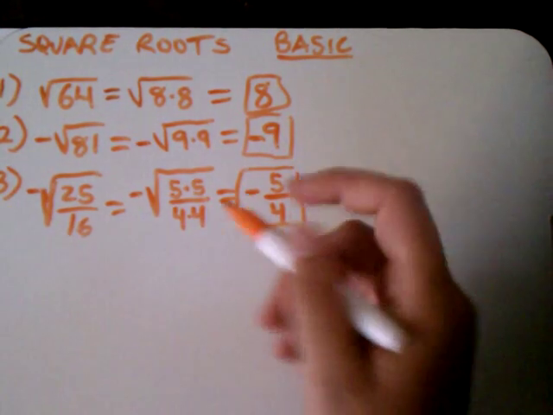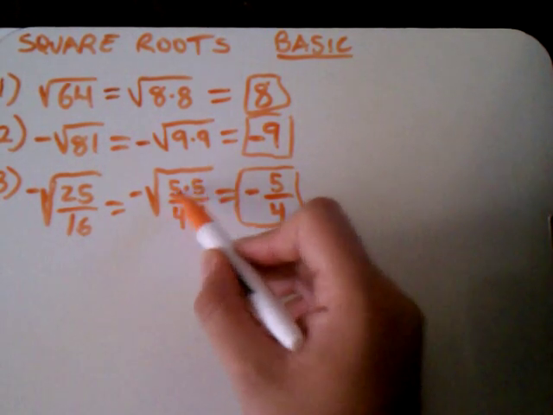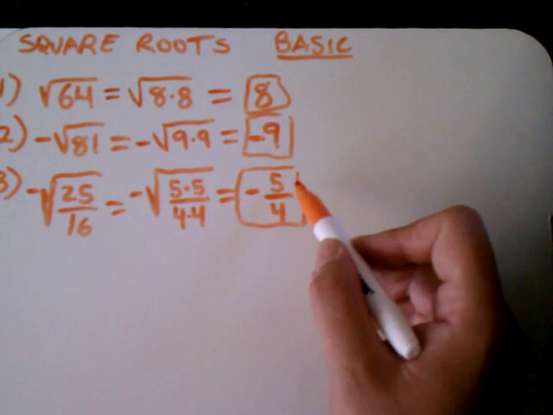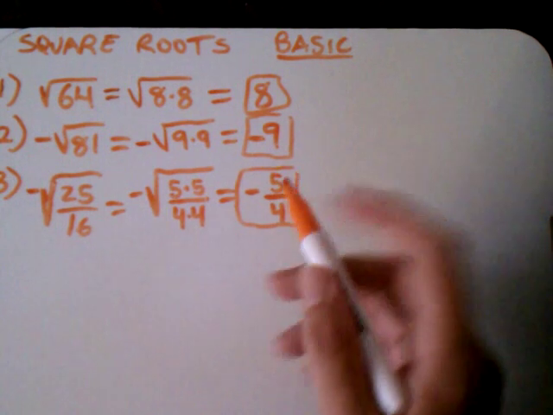Okay? So remember, the goal is to have two partners inside the house, so we can take one out. Okay? And that's your answer.